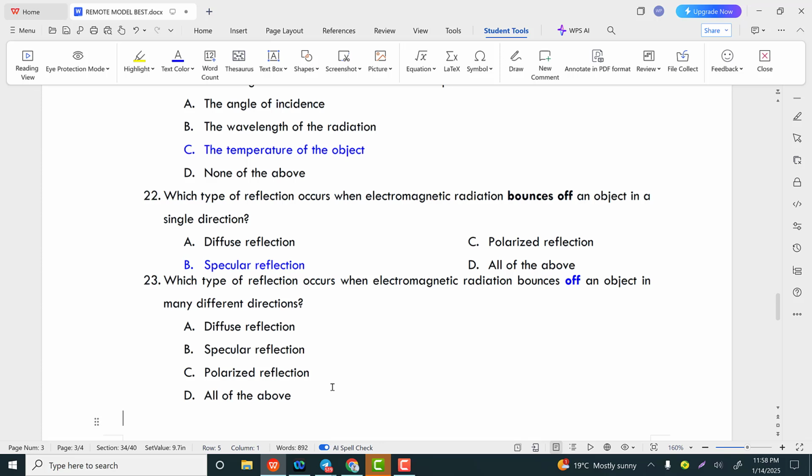Question number 23. Which type of reflection occurs when electromagnetic radiation bounces off an object in many different directions? If the incoming solar radiation comes to the ground and is diffused in different directions, this type of reflection is known as diffuse reflection. The surface is rough and the incoming solar radiation can be reflected back in different directions. This is the absolute reverse of specular reflection.